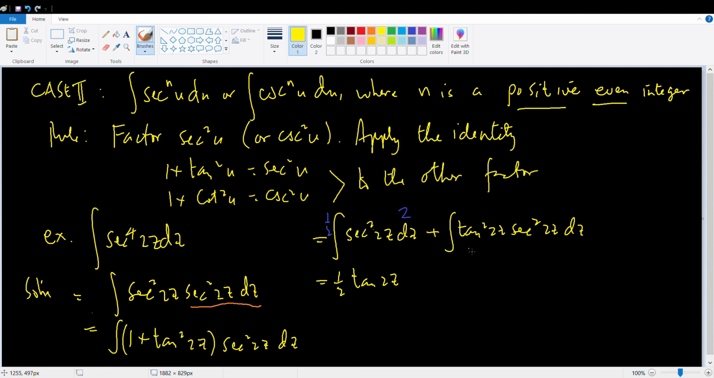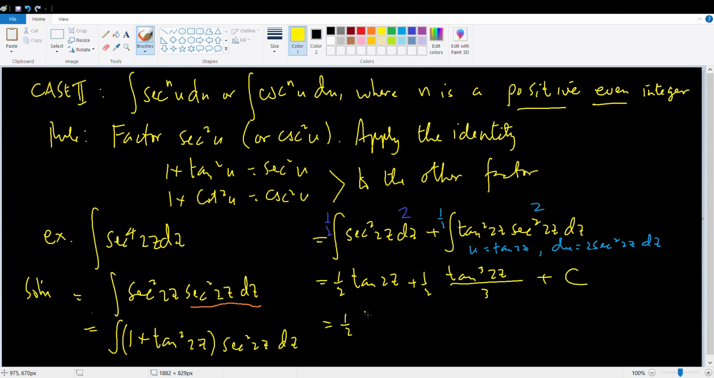For the second one, we use the power formula. So your u is tangent 2z, and your du is secant squared 2z times 2 dz. Again, the missing constant, 2, 1/2. So plus 1/2, and u squared becomes u cubed. So tangent cubed 2z all over 3 plus c.